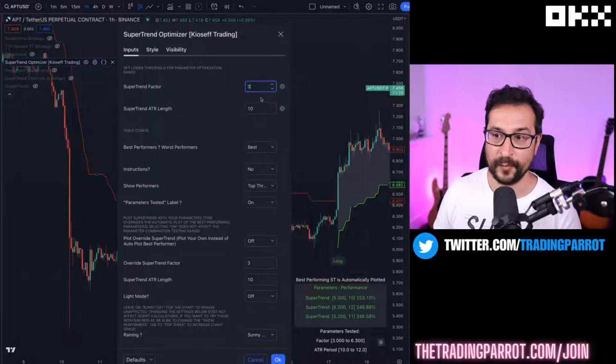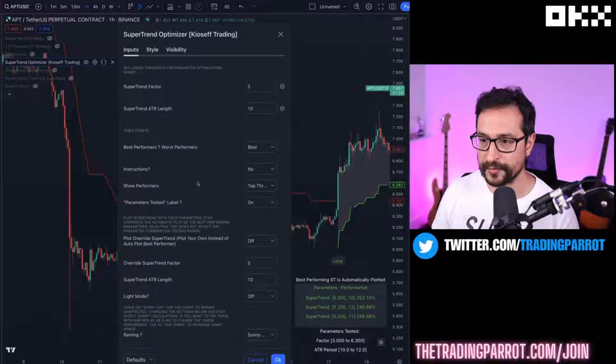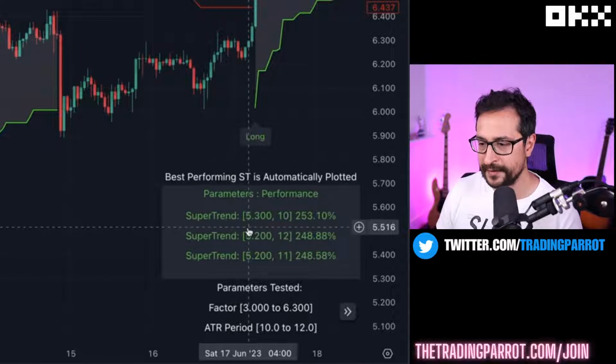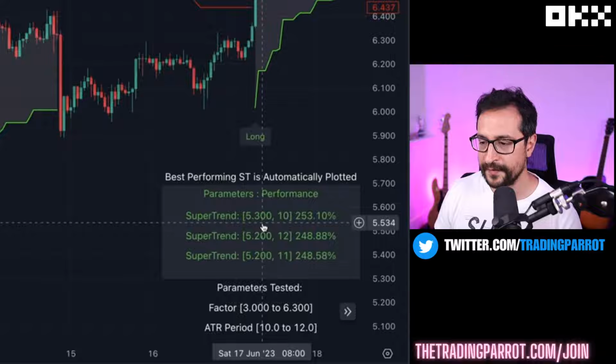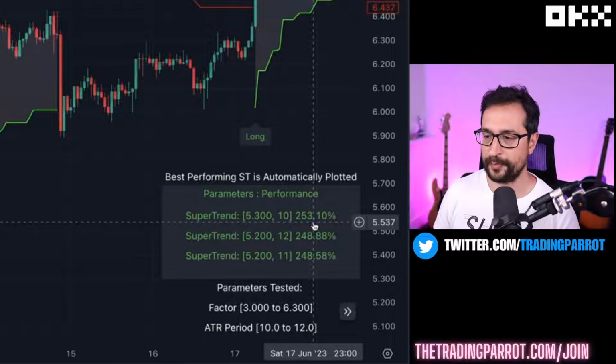Initially, you set it up with your own settings, like for example 3 and 10. Make sure you select top 3 because we don't want to see a full table with all the results. And you wait a few seconds and you're going to see this table here that is saying Supertrend 6.3 and 10 is giving 253% profits.